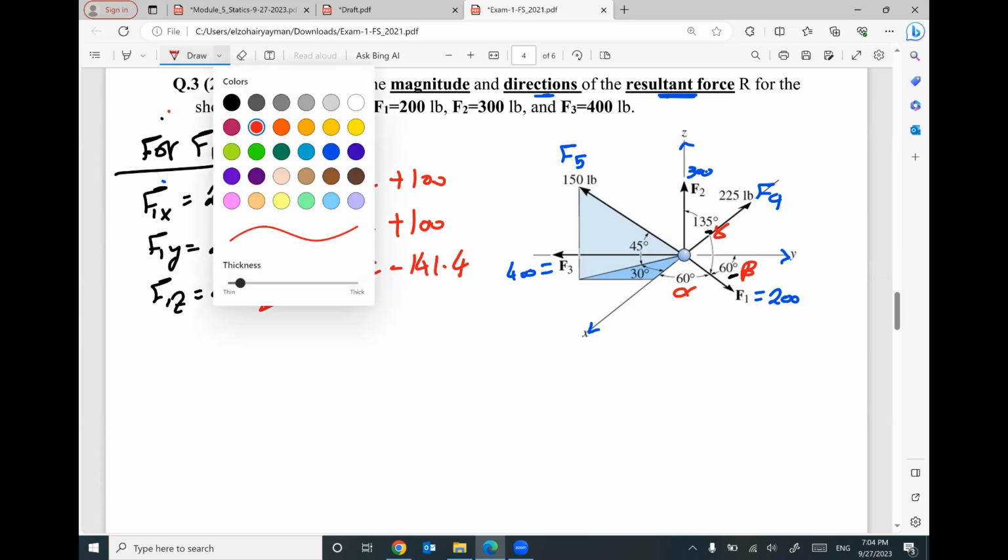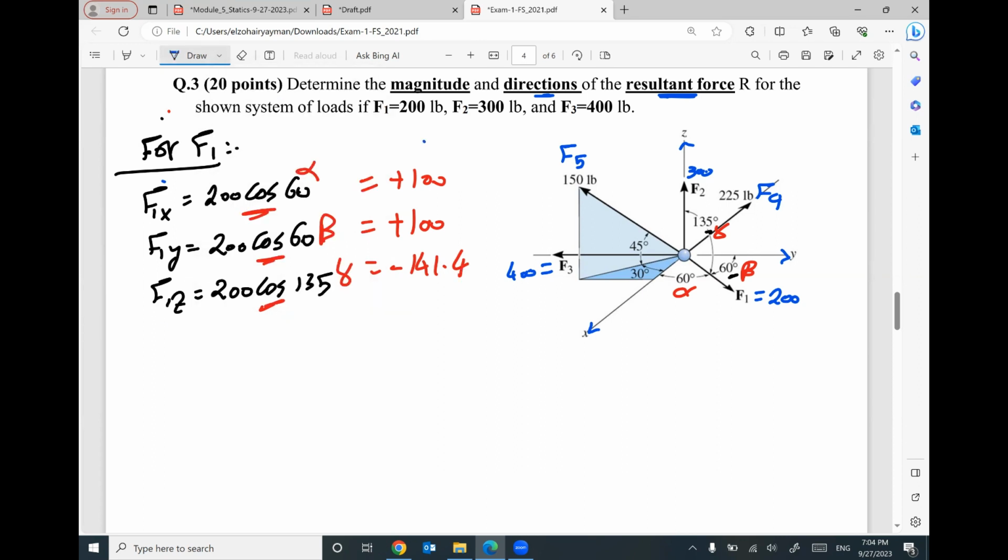What is the next force? For force F2, F2 is given in the Z direction. So F2X, F2Y, F2Z. In the Z direction it will be positive 300. We don't have anything in Y. We don't have anything in X.